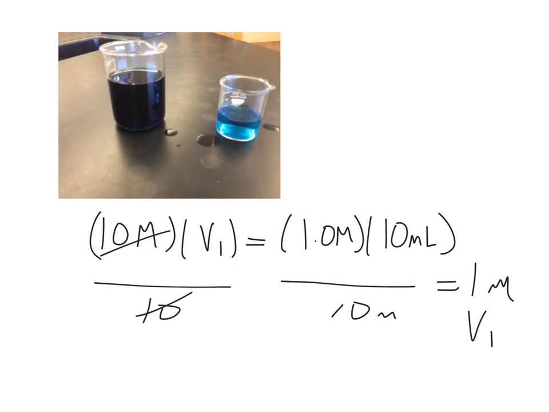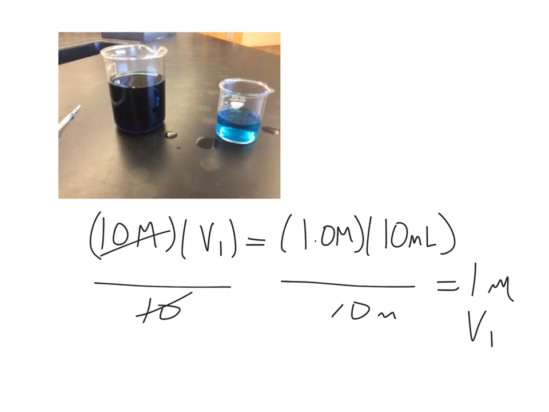And now you can see that it's clearly been diluted because it's less blue. I use M1V1 equals M2V2 to calculate how much of the stock solution I need to place in the new beaker. It's important to note that when you're calculating V1 and V2, you need to know what they really stand for. You need to take V2 and subtract V1 from it in order to figure out how much water needs to be added to the new solution in order to make your dilution.